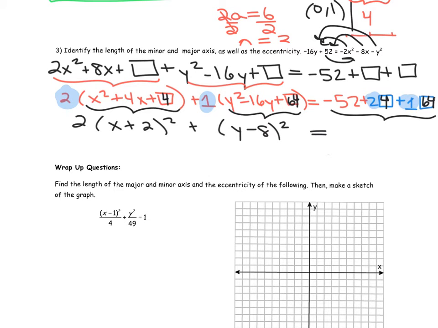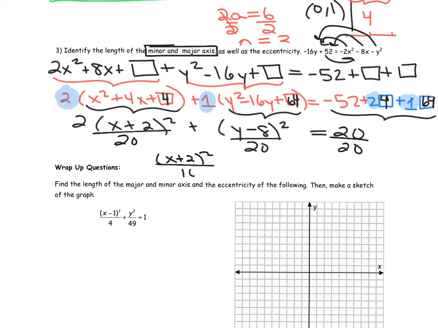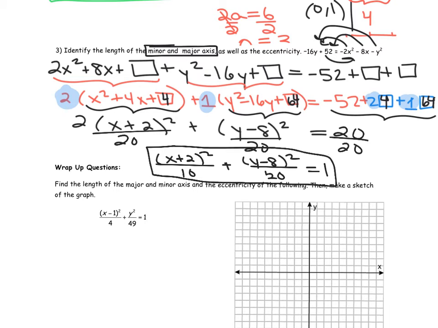All right, now I'm going to combine like terms, and on the right-hand side, negative 52 plus 2 times 4 plus 64 ends up resulting in 20. I'm now going to divide everything out by 20 because we want this to be an ellipse. Remember the eccentricity, we got the major and minor axes. So divide everything out by 20. And I'll have my equation to be (x plus 2) quantity squared all over 10 plus (y minus 8) quantity squared all over 20 is equal to 1. So that's my equation for the ellipse.